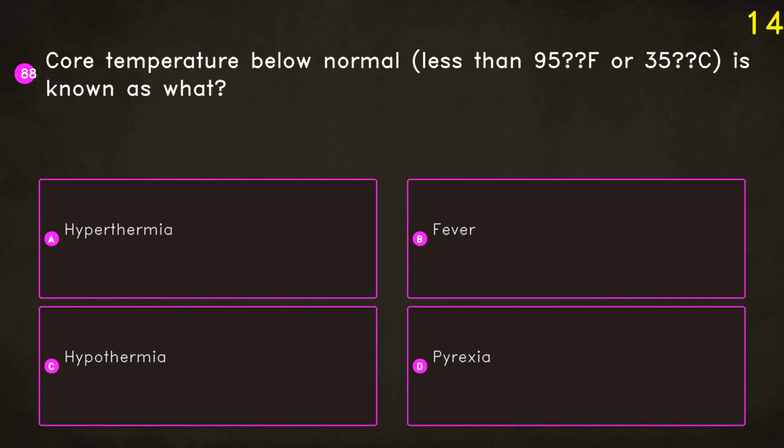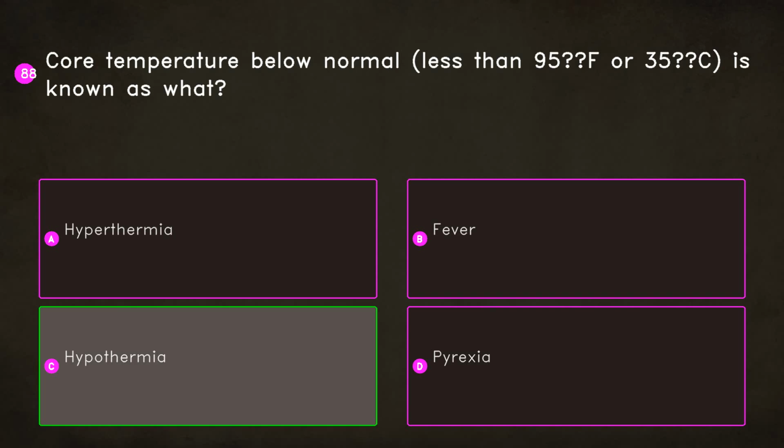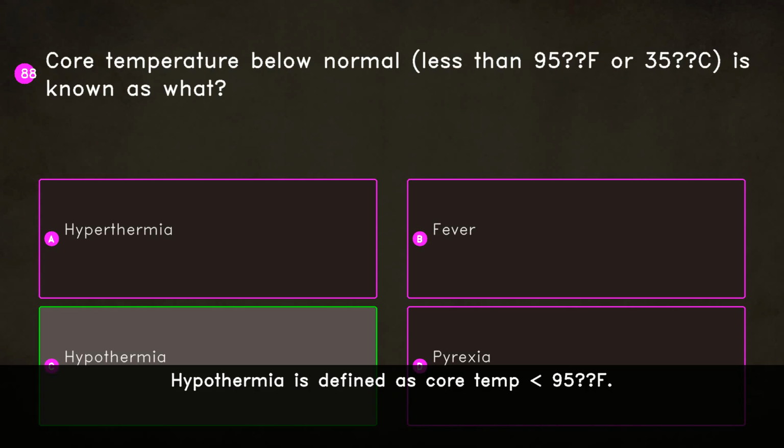Question 88. Core temperature below normal, less than 95 F or 35 C, is known as what? A. Hyperthermia. B. Fever. C. Hypothermia. D. Pyrexia. The correct answer is hypothermia. Hypothermia is defined as core temp below 95 F.